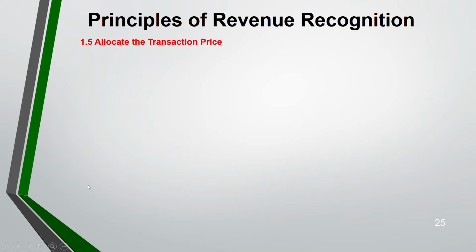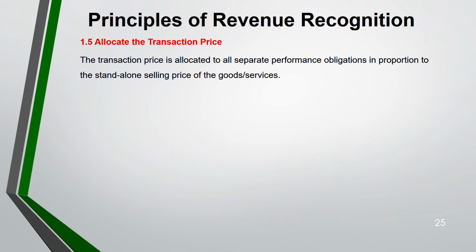Now, allocating the transaction price is next. The transaction price is allocated to all the separate performance obligations. If there are 4 performance obligations, your transaction price is given at the beginning of the contract. It's only one price. That price will be allocated among the 4 performance obligations in proportion to the standalone selling price of the goods and services.